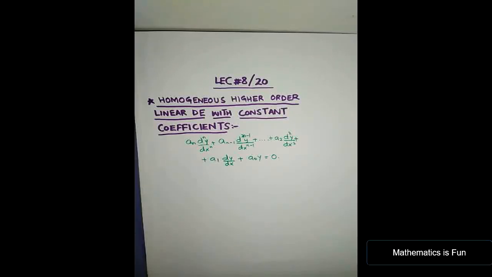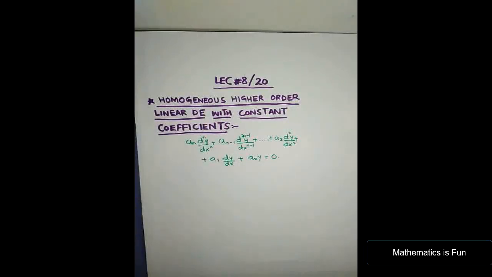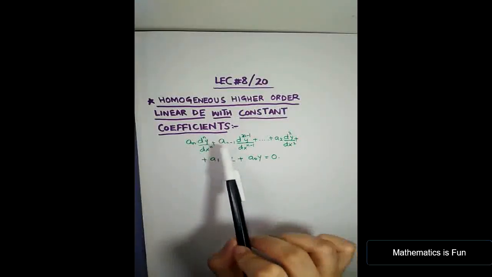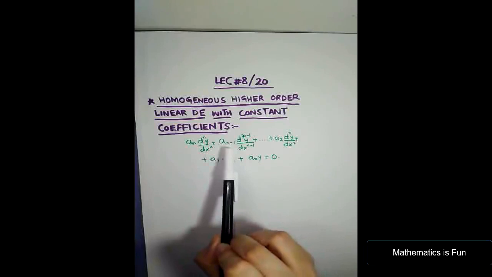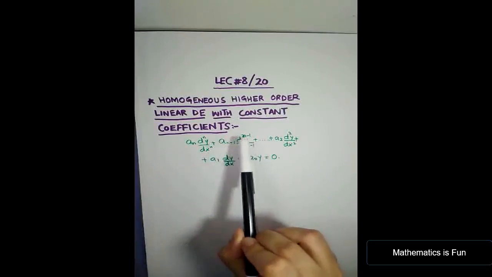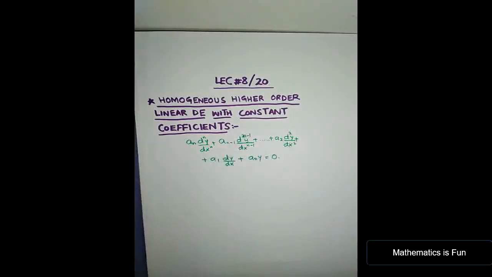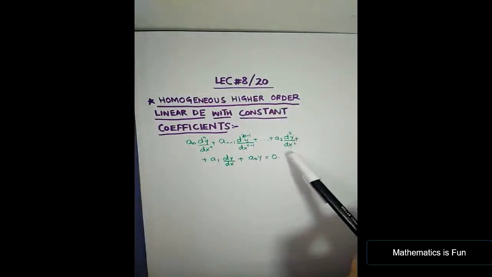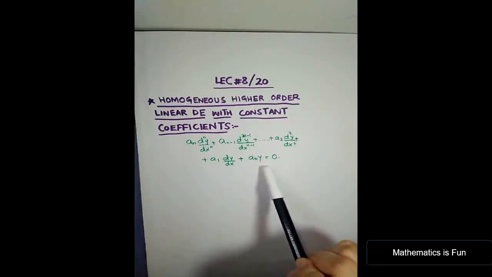Word for word, I am giving you the example of this homogeneous equation. We have a higher order differential equation: a_n d^n y by dx^n plus a_(n-1) times the derivative of order n minus 1, and so on. I'm writing it in descending order; you can also write it in ascending order. Then plus a2 d2y by dx square plus a1 dy by dx plus a naught y equals 0.